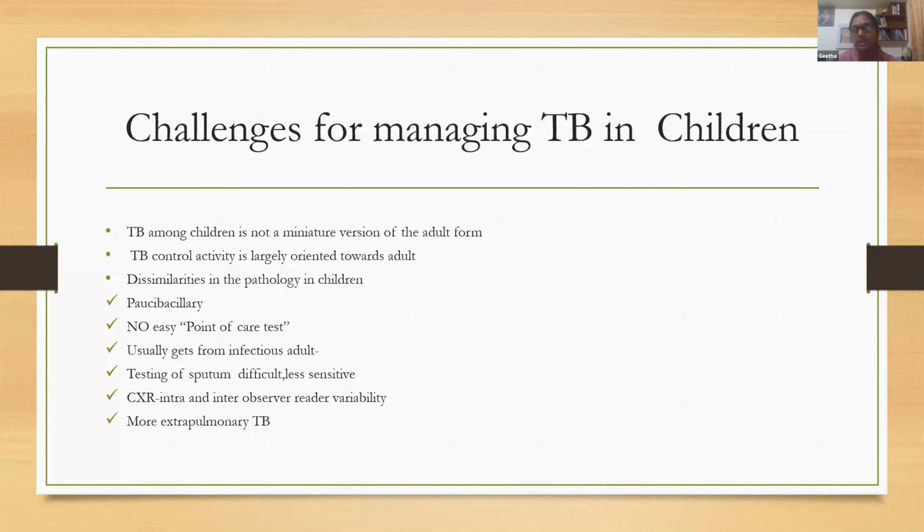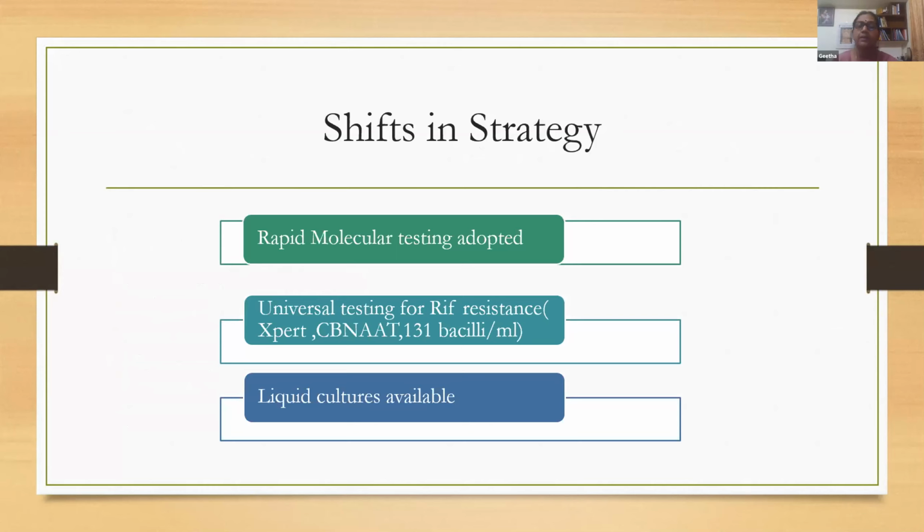That means the pediatricians have to be very sensitive, or we have to be very careful when we manage. We see common symptoms like lymph node enlargement, weight loss and all. So shifts in strategy have to be planned, and that is what has come with the revised program. That means rapid molecular testing has been adopted, and universal testing for rifampicin resistance has been included.